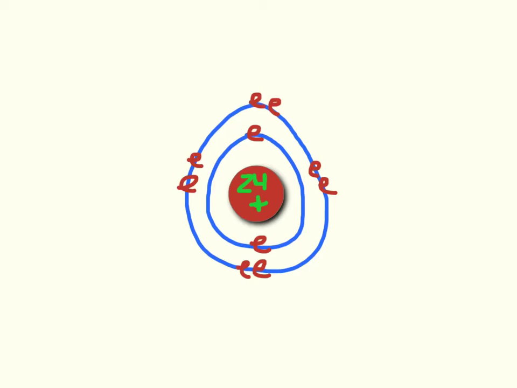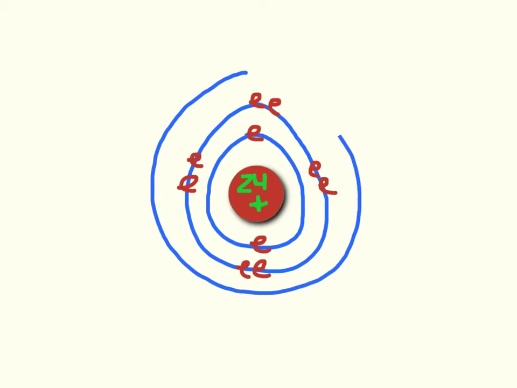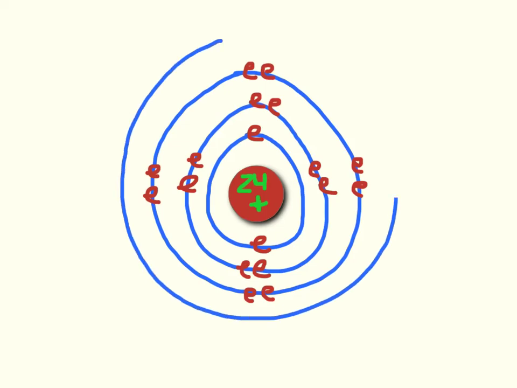I need to make a third ring, right? Because we're going to go up to the number 24. We need 24 electrons to match the protons. So I'm going to start on the next ring also, and there's going to be 8 on this ring also. So that's going to be 2 in the middle, 8 on the second ring, and 8 on the outside ring. That's a total of 2 plus 8 is 10, plus 8 is 18. I need to make a fourth ring.